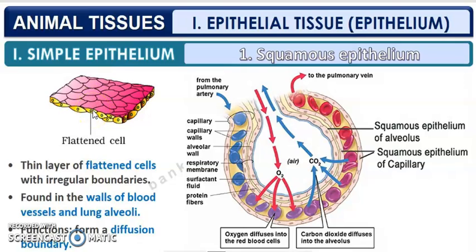And where are they found? This type of squamous epithelium is found in the walls of blood vessels and lung alveoli, right? Where are we finding it? In the walls of blood vessels and lung alveoli. Clear? And what is the function of these squamous epithelia in blood vessels and air sacs of lungs? Lung alveoli is nothing but air sacs, right? So what is their function in these 2 places? They form a diffusion boundary in the walls of blood vessels and air sacs of lungs.